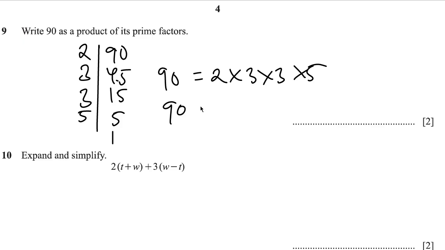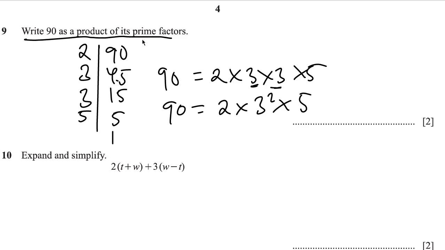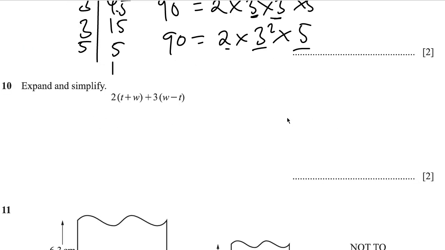And now you can see that 3 occurs twice, so you could say 90 is equal to 2 times 3 squared times 5. And that's writing 90 as a product of its prime factors. You can see that these factors here are prime numbers. They have 2 factors, 1 and itself, right?